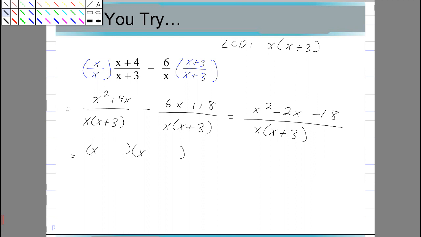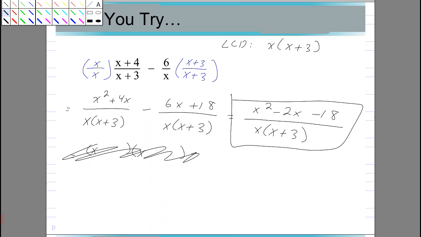I was pretty sure it was going to factor, but apparently it doesn't. Okay, it doesn't, unless I'm just missing something. So that will be our final answer. We got them with the same denominator. We combine them together. Nothing simplified, so that must be it.